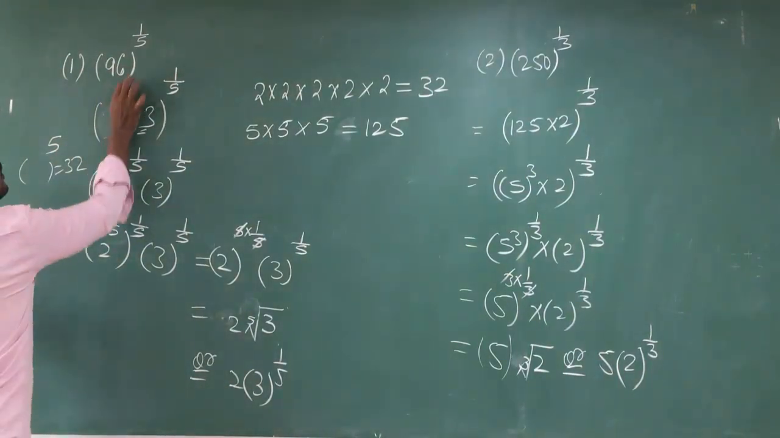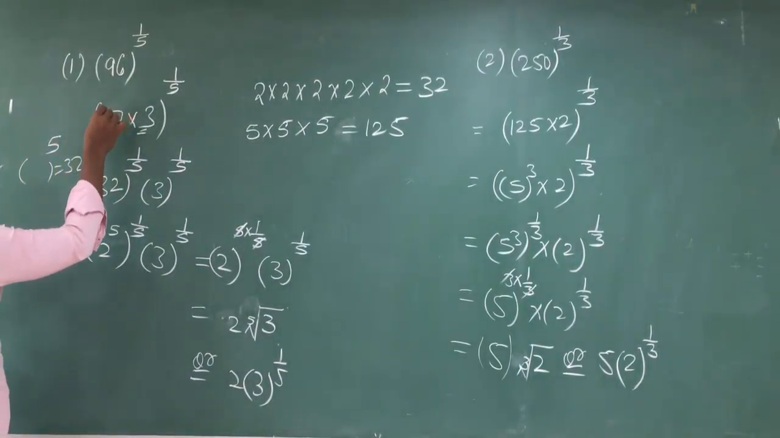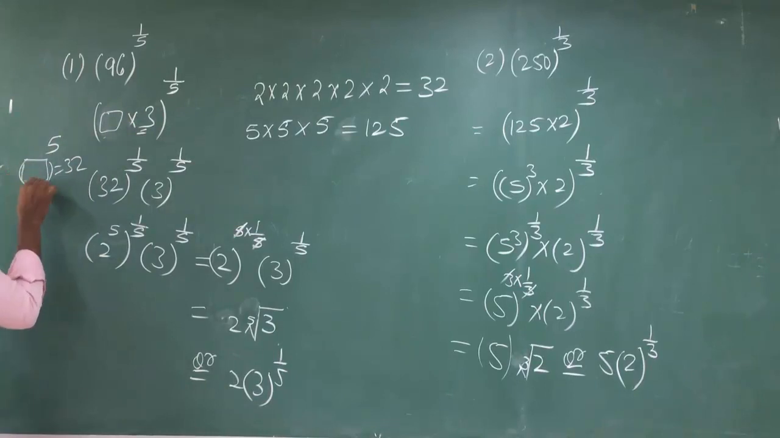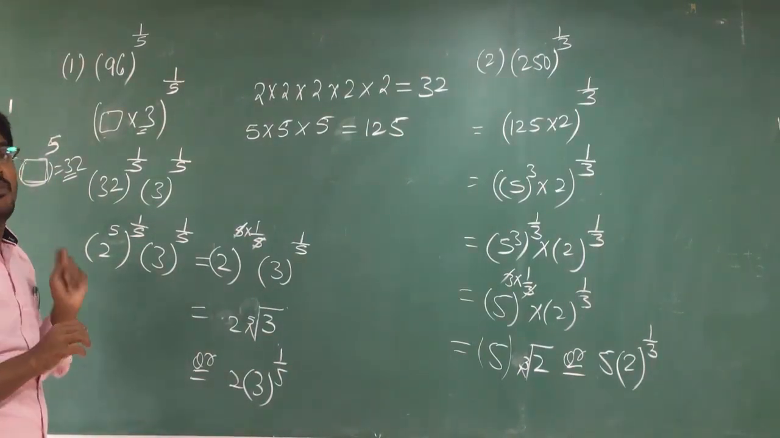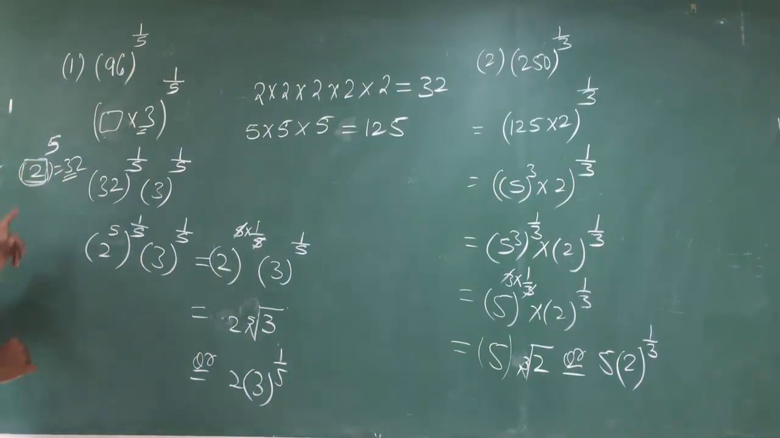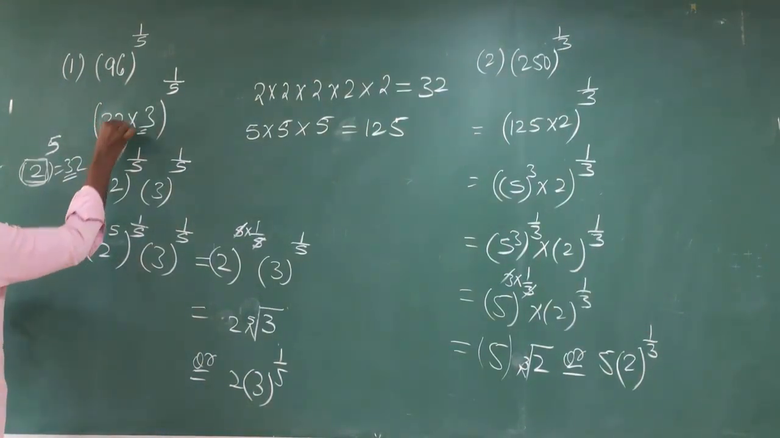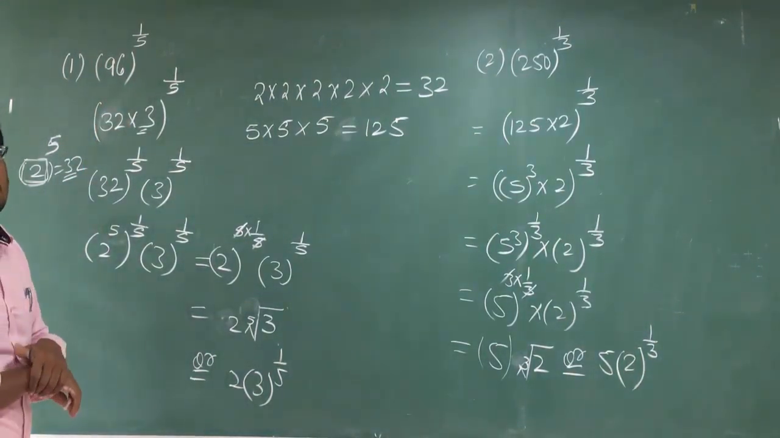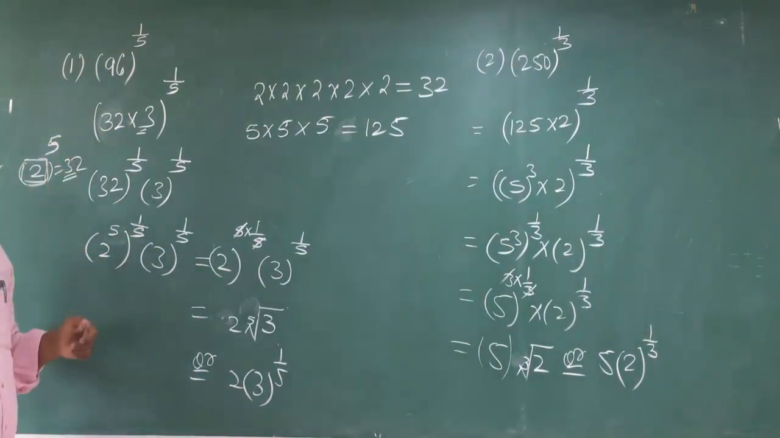That means I am taking some empty box here, and if I make this empty box to the power of 5, it must give me 32. That is my point whenever I am solving this. Because see, if I put 2 here, 2 to the power of 5 will be 32. So that's why I am writing here 32. Are you getting my point? So this is very important.